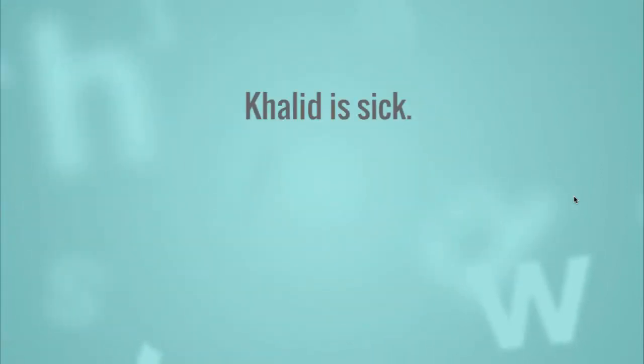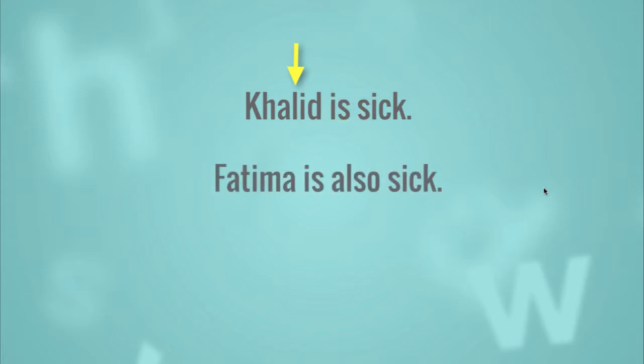So in our first example, we have the simple sentence, Khalid is sick. Now this is a full sentence that can stand on its own. Khalid is sick makes sense all by itself. It has a verb, is, and a subject, Khalid. Our second simple sentence can also stand by itself. It makes sense. Fatima is also sick. And we have a verb, is, and the subject, Fatima.